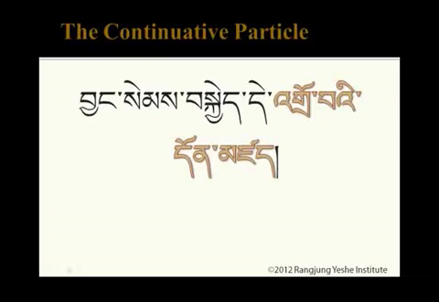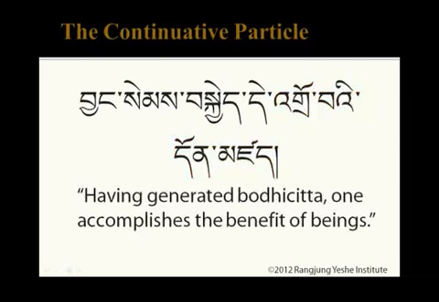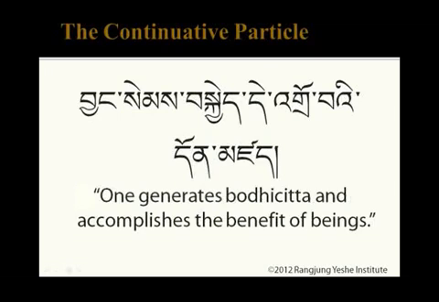This seems to show a temporal succession of things, so we could translate this as, having generated bodhicitta, one accomplishes the benefit of beings. We could also say something like, one generates bodhicitta and accomplishes the benefit of beings. The continuative particle here simply shows us that there's more to be said after the first sentence.